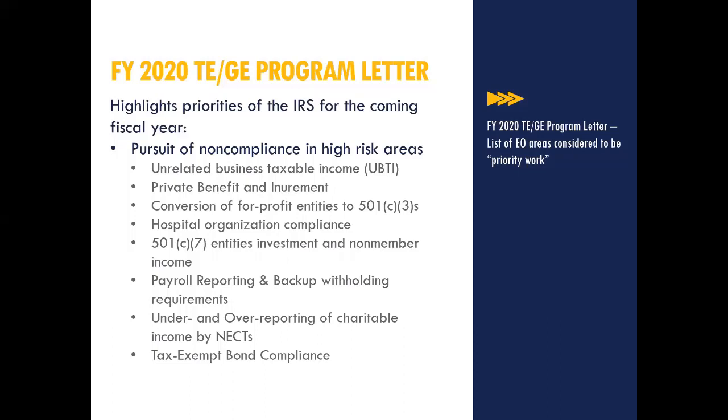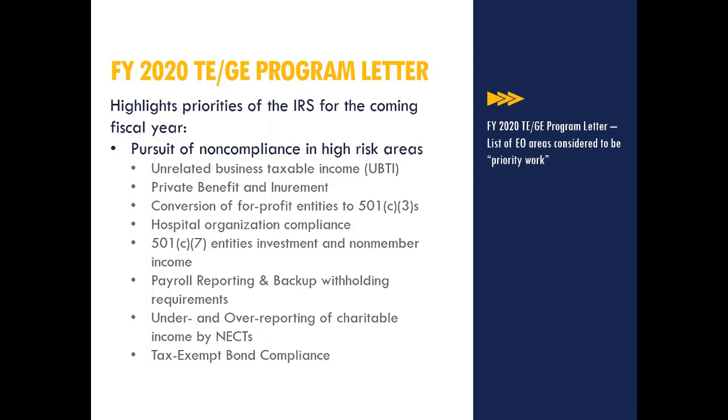So this program letter called out unrelated business income as it's going on to the 990-T. Private benefit and endowment, probably looking at this more from a private foundation standpoint, but still falling under that C3 umbrella. Conversion of for-profit entities to 501(c)(3)s.